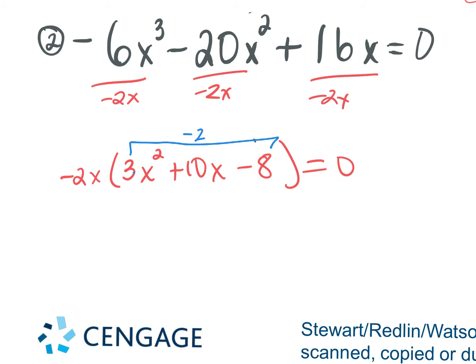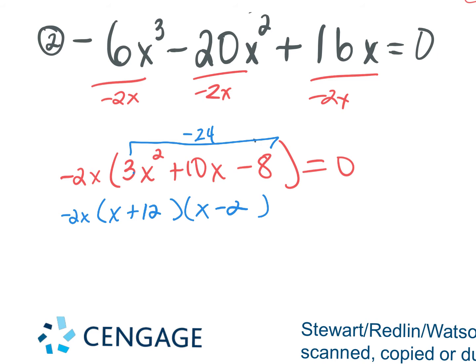What are the factors of negative 24 that will give me a negative 24 when I multiply, but a positive 10 when I add? Ooh, very good. 12 and negative 2. So x plus 12 and x minus 2. I know some of you saw 6 and 4, but if you had 6 and 4, in order for it to be a positive 10, you would have a positive 6 and a positive 4. If I multiply that, it won't give me a negative 24.